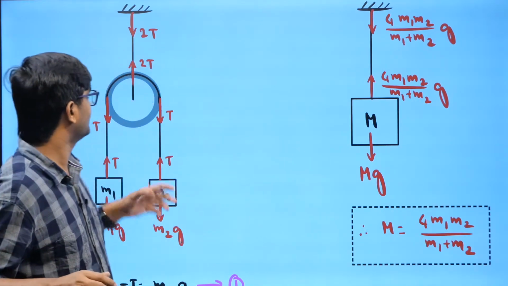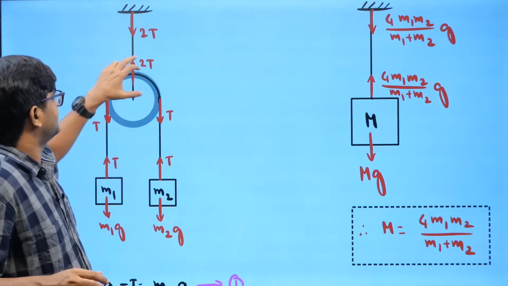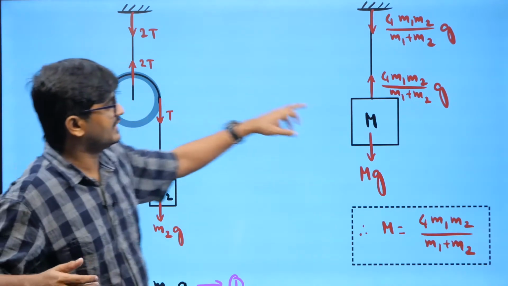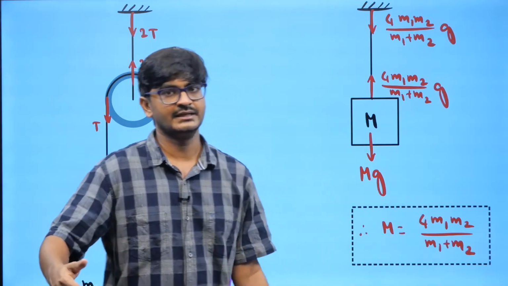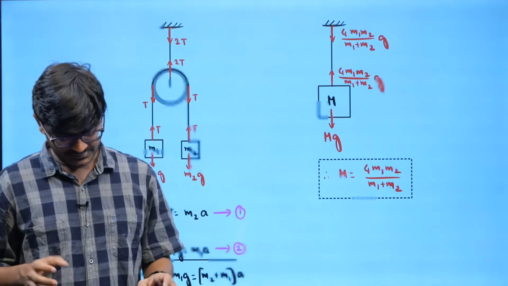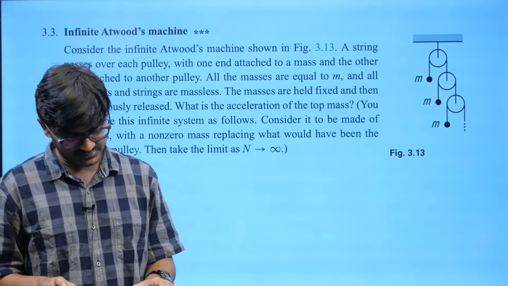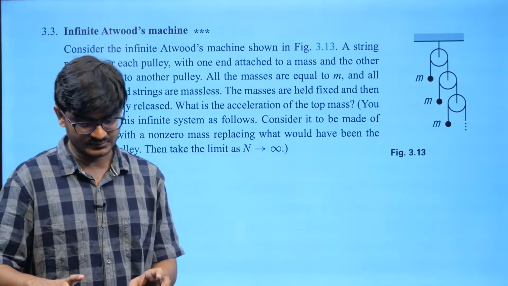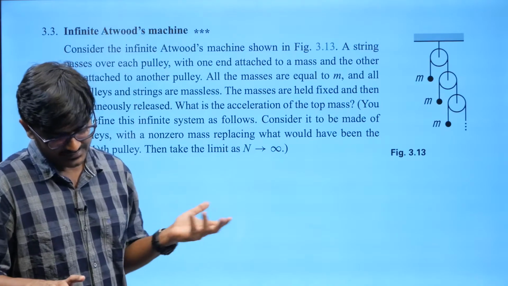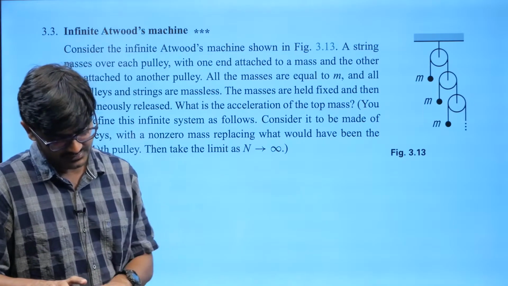Effectively, whenever there is some system like this, I can replace this entire thing with a single mass whose mass is 4M1 M2 by M1 plus M2. Right, equivalent mass. Now based on that, you can try this question. Consider infinite Atwood's machine. A string passes over a pulley with one end attached to a mass and the other end over a pulley and so on.